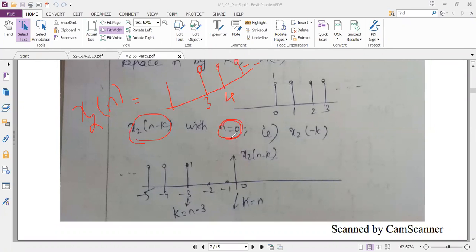So what I have done, I have assumed n is equal to 0. So I am getting x2 of minus k. So what I should do here, in place of x2 of n, I should replace n with minus k, because I want minus k in the bracket. So as per the question, I have x2 of n, so now n is replaced by minus k.